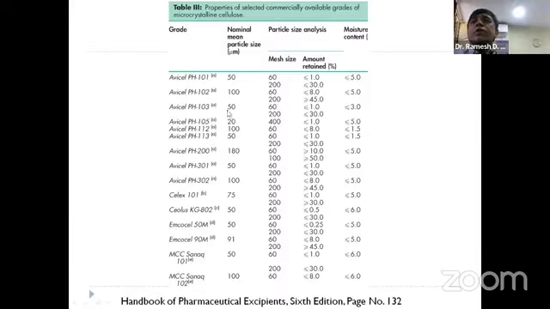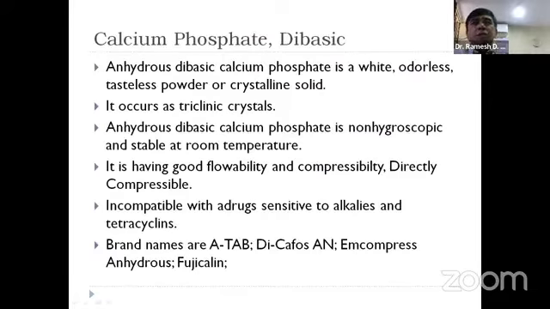Similarly, when your API is moisture sensitive, we will prefer Avicel pH 103 because it has a moisture content of less than 3%, and so on. So these are the list. Next is calcium phosphate dibasic. Calcium phosphate dibasic is water insoluble and non-hygroscopic. Now, calcium phosphate dibasic has a problem in that it is abrasive in nature.